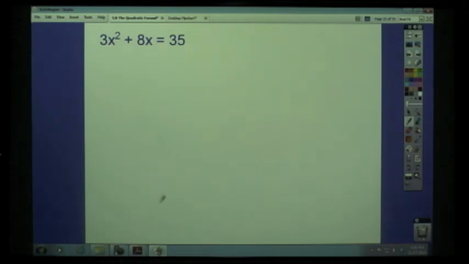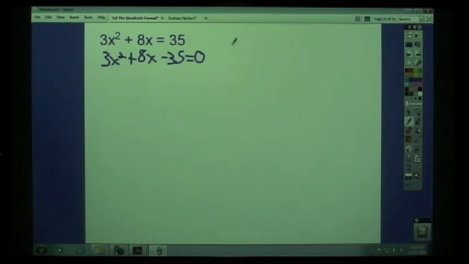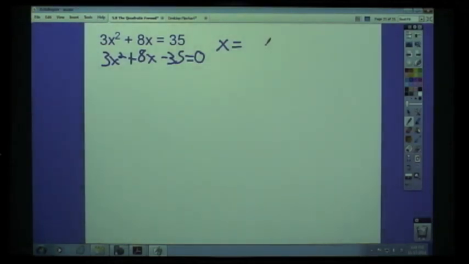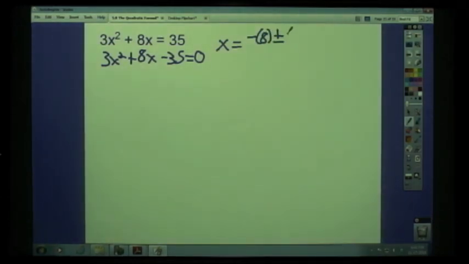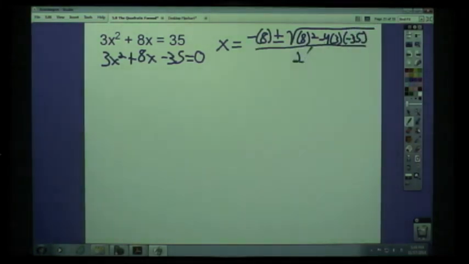All right, I'm going to do a couple more quick problems for you on the quadratic formula. This one, first thing you need to do is take the 35 and subtract 35 over to the other side. Get it equal to 0. Then you do your formula. So, x equals negative b plus or minus square root b squared minus 4ac all over 2a. So, you take negative times 8 plus or minus the square root of 8 squared minus 4 times 3 times negative 35, all of that over 2 times 3.